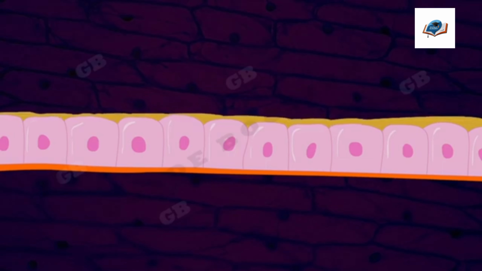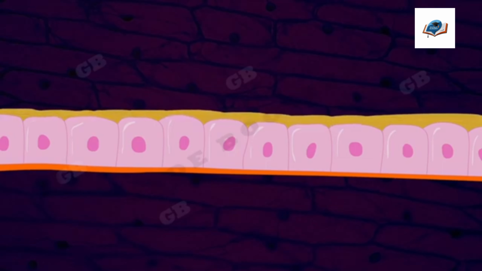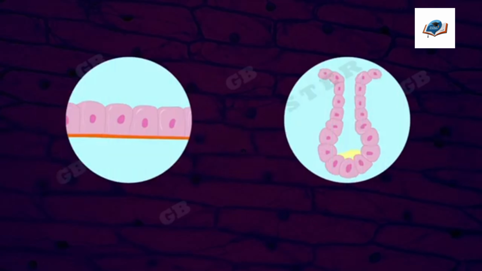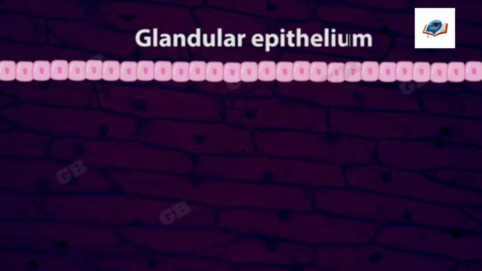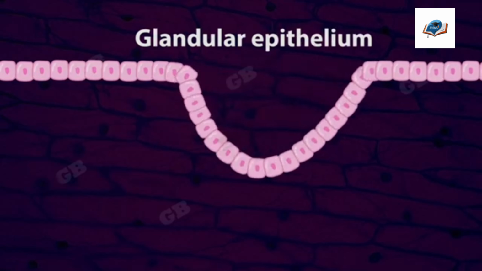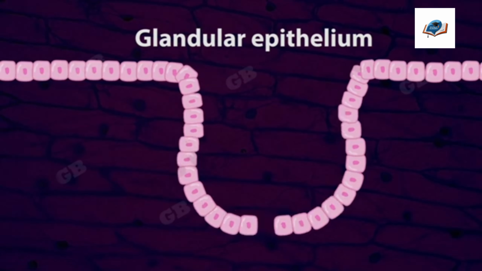Secretion. Cuboidal epithelium is also responsible for secreting different substances. Sometimes the cuboidal cells specialize into gland cells that release substances like enzymes or hormones. In some cases, cuboidal epithelial tissue folds inwards to form a multicellular gland, also known as glandular epithelium.